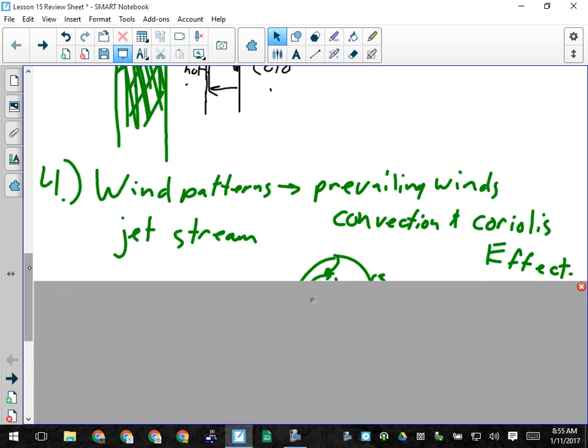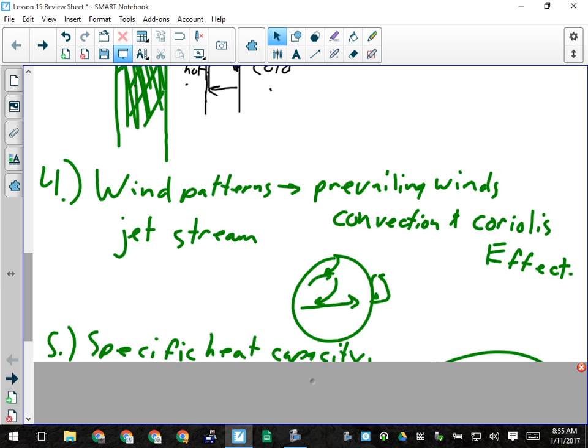We need to be able to explain how prevailing winds happen. We talked about how that's a combination of convection and the rotation of the Earth. The Coriolis effect plays a small part in that, but for the most part, it's the rotation of the Earth and convection. There's more energy near the equator, so air there rises, and cool air from above comes in from below, and then the Earth spins underneath it, making it look like it's deflected.